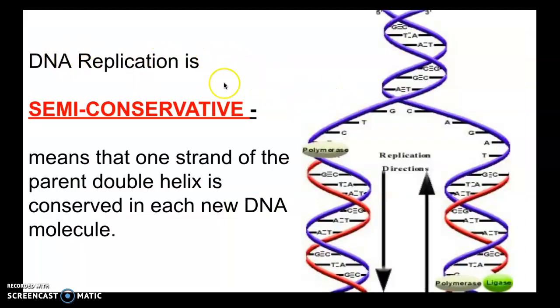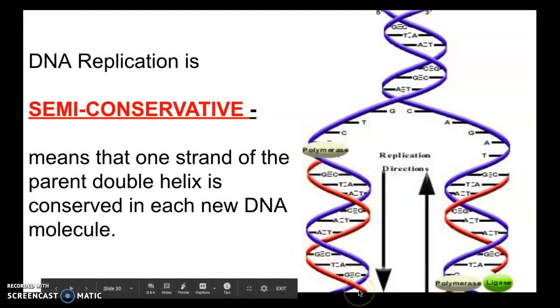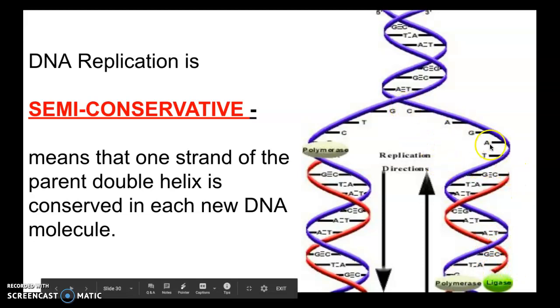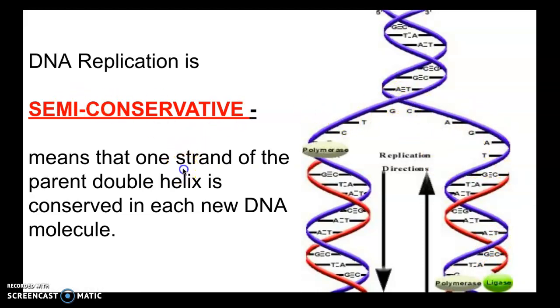Now, DNA replication is described as semi-conservative. Here's what that means. One strand of the parent double helix, so here's our parent double helix, is conserved in each new DNA molecule. So here was the parent, and here are the parent strands. But what do you notice? Here's the new strand. It's complementary. It's semi-conservative. Same thing happened here. We had one strand, and now we have a new copy, but we have original strands. Semi-conservative.